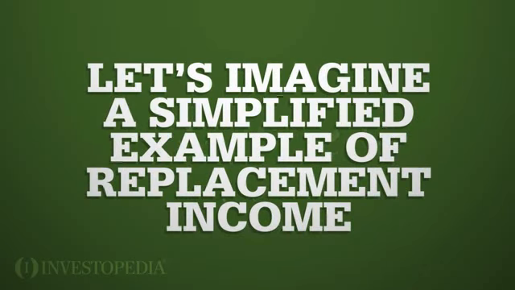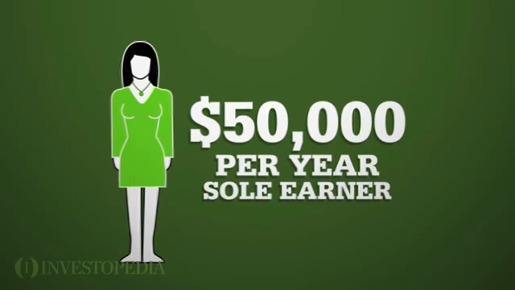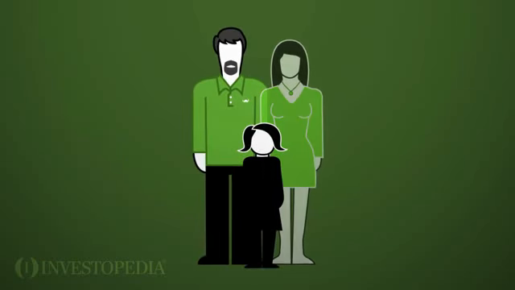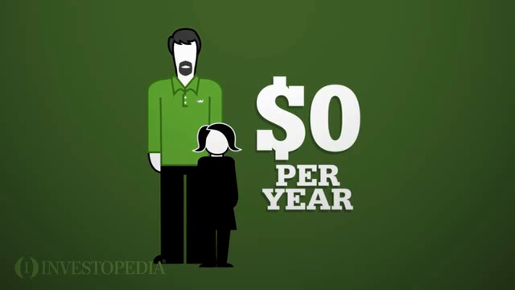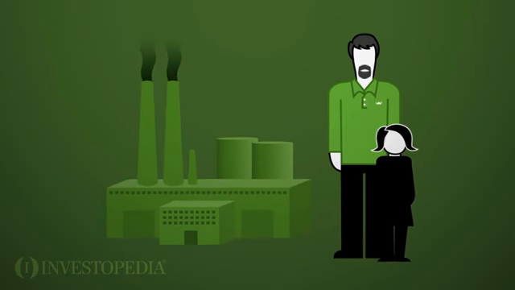Let's imagine a simplified example of replacement income. Amy earns $50,000 per year and is the sole earner for her husband Bob and child, and they have no debts. If Amy passed away, the household income would go to zero. Bob would then need to find a job and take care of his child.